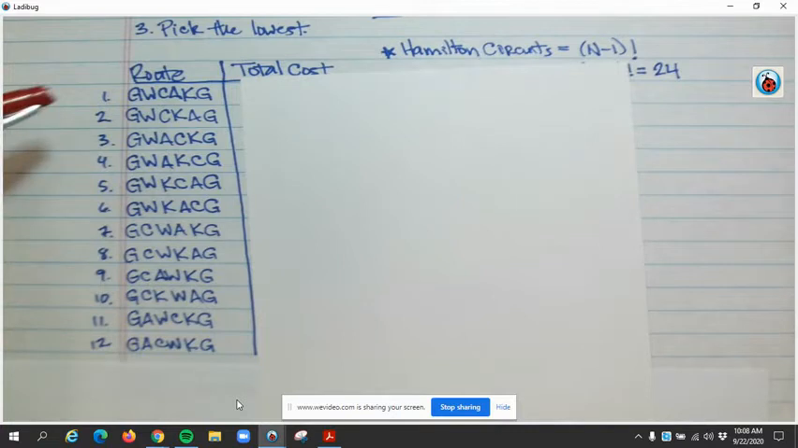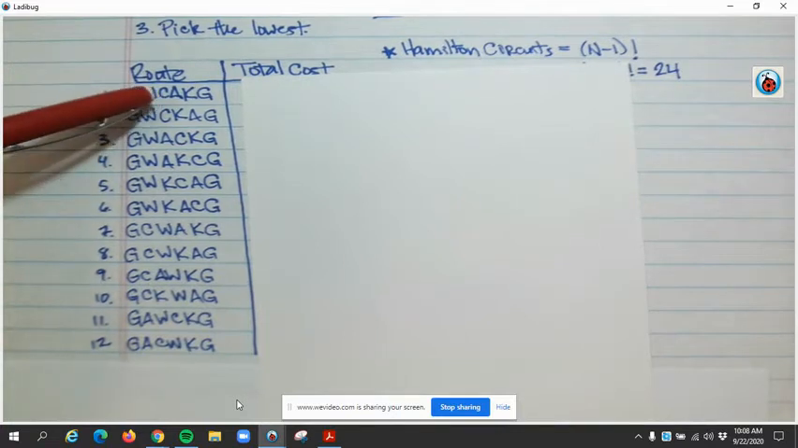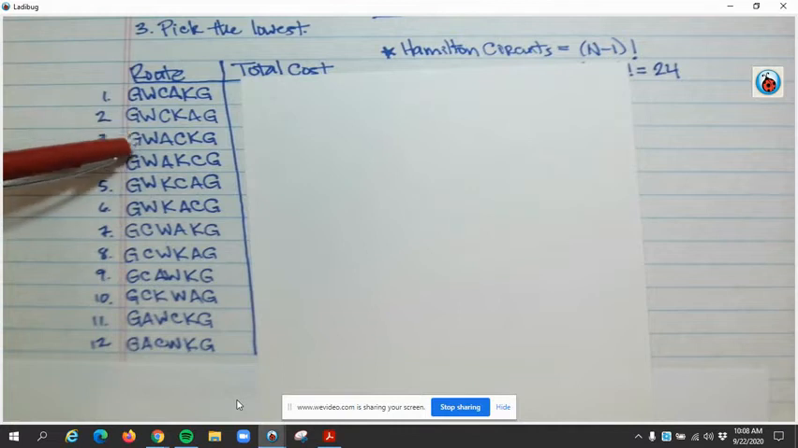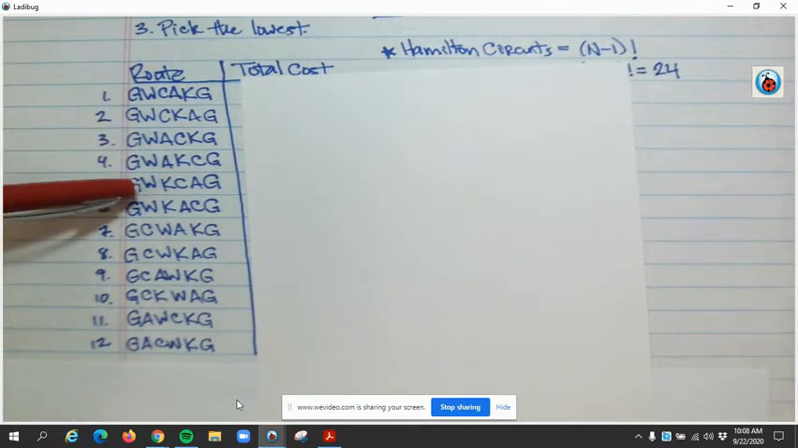You'll notice that you have GWC 2 times. GWA shows up twice, GWK shows up twice, and then you switch your first and second letter. So hopefully you had those different circuits. The order that you list them in doesn't matter, but hopefully you have all 12 of them.